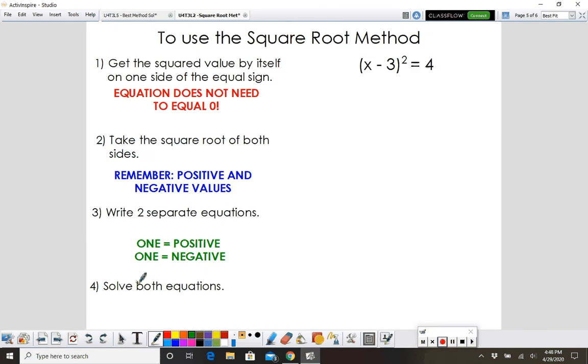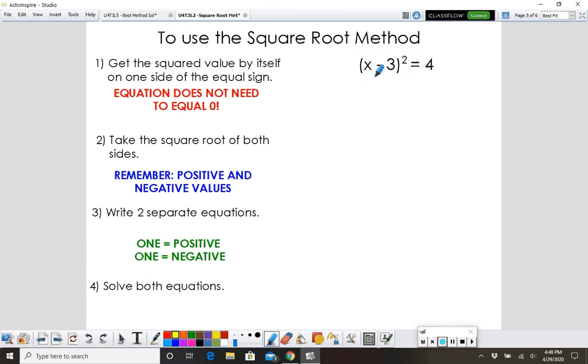To use our square root method to solve quadratic equations, there are a couple things you need to have. So the first thing we're going to look for is we want an equation that's in vertex form. We want a value that's squared, not just an x squared, but something in parentheses that's squared. Okay, and the reason we want this square here is because we're going to undo it using our square root.